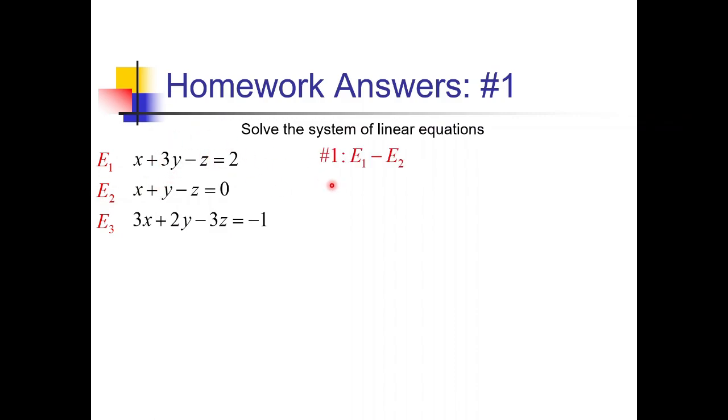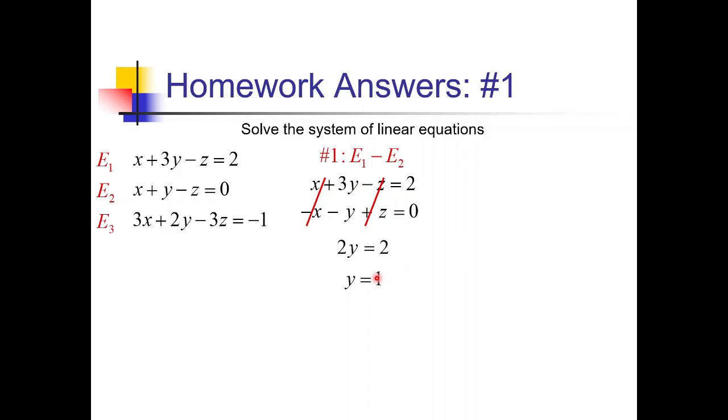So E1, I'll cut and paste that there. And E2, let me just negate all of the things in there. So negative x, negative y, and positive z equals 0. So adding these together, the x's are going to cancel, and actually so are the z's. So we end up with 2y equals 2 plus 0 is 2. So right off the bat, dividing by 2 here, we get one of our variables, y equals 1, right off the bat. That's pretty cool.